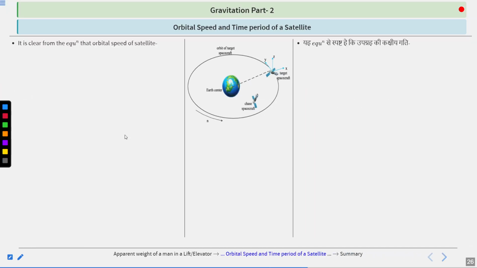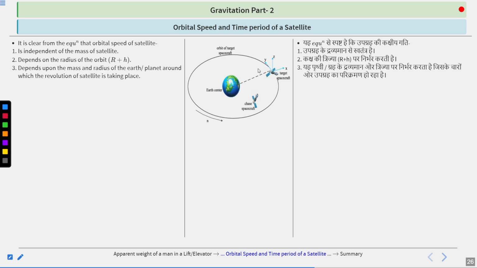It is clear from the equation that the orbital speed of a satellite is independent of the mass of the satellite. It depends on the radius of the orbit, R_e plus h. If the radius is lower, the revolution speed will be higher. If the radius is higher, the orbital speed will be lower. It depends upon the mass and radius of the Earth, the planet around which the satellite revolves. If the gravitational pull of the planet is higher, the satellite's orbital speed will be higher. If the gravitational pull is lower, the orbital speed will be lower.